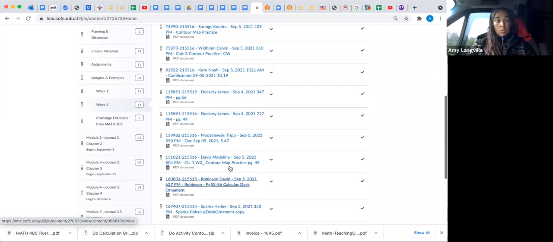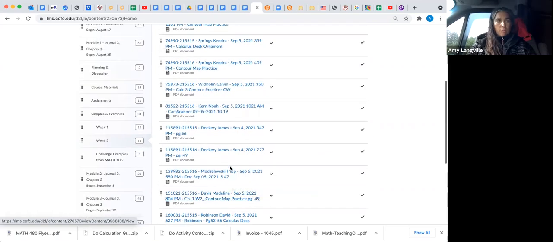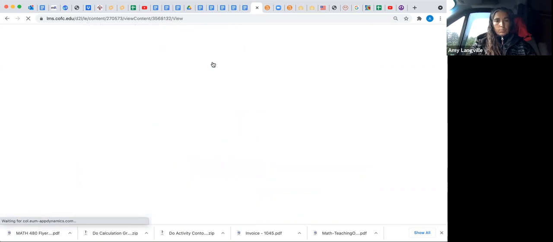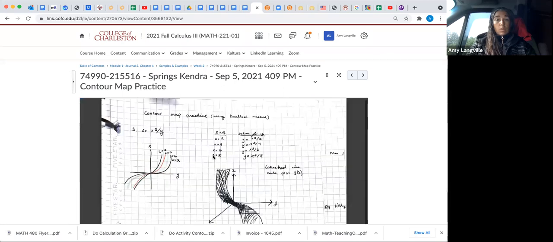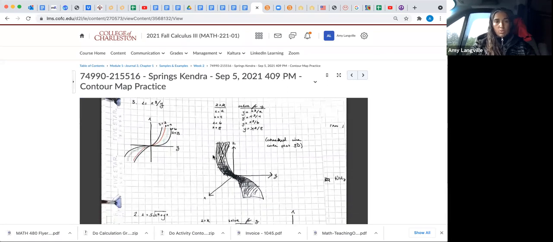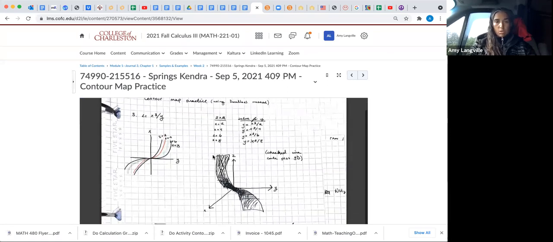Okay, so again, most people chose the desk ornament, and I just want to show a few of those. Ones I liked were Kendra, Sharika, David, Haley, and James. Let's take a look at Kendra's real quick. Whoops, actually this was Kendra's calculation one, where you had to do those problems. She chose numbers 2 and 3.